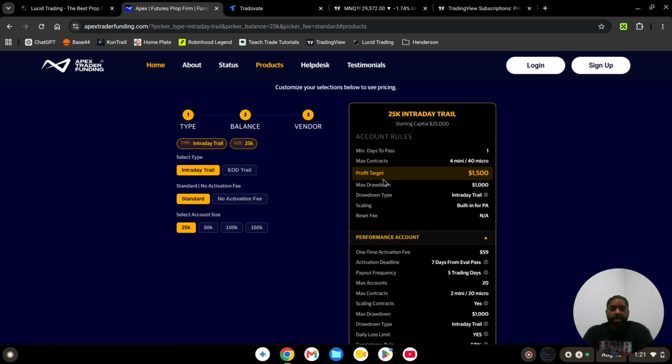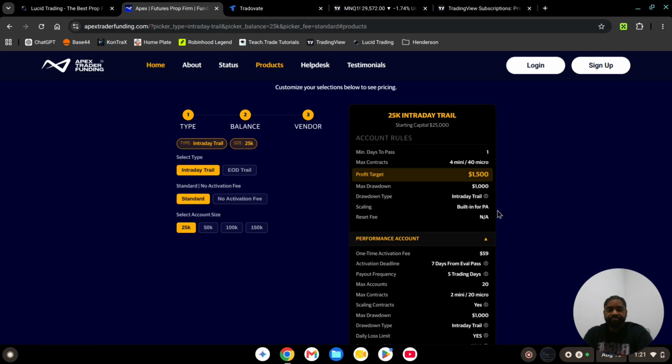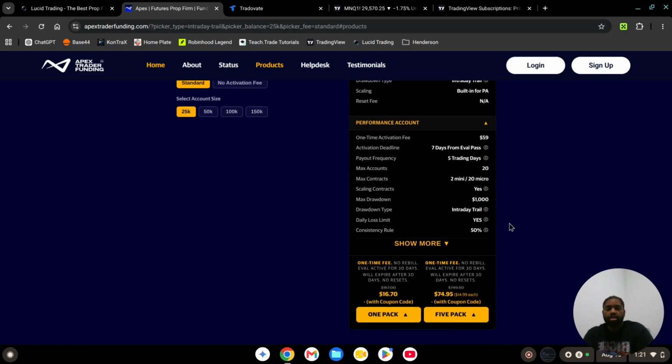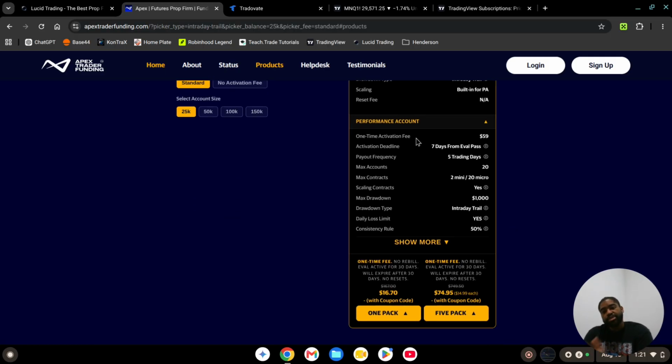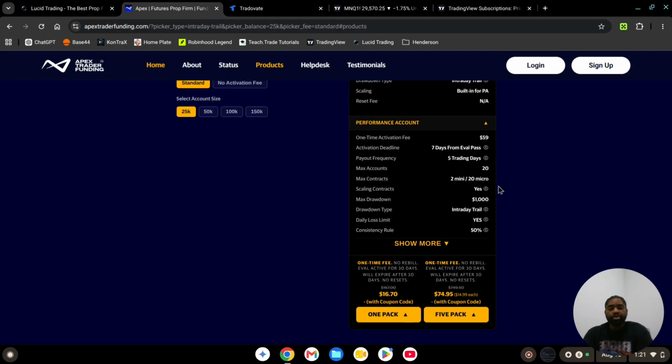So with them, their profit target is 1,500. They have a little bit higher of a profit target than Lucid had. Their drawdown is still the same. The activation fee, Lucid's was free, theirs is $59. So do the math on that.